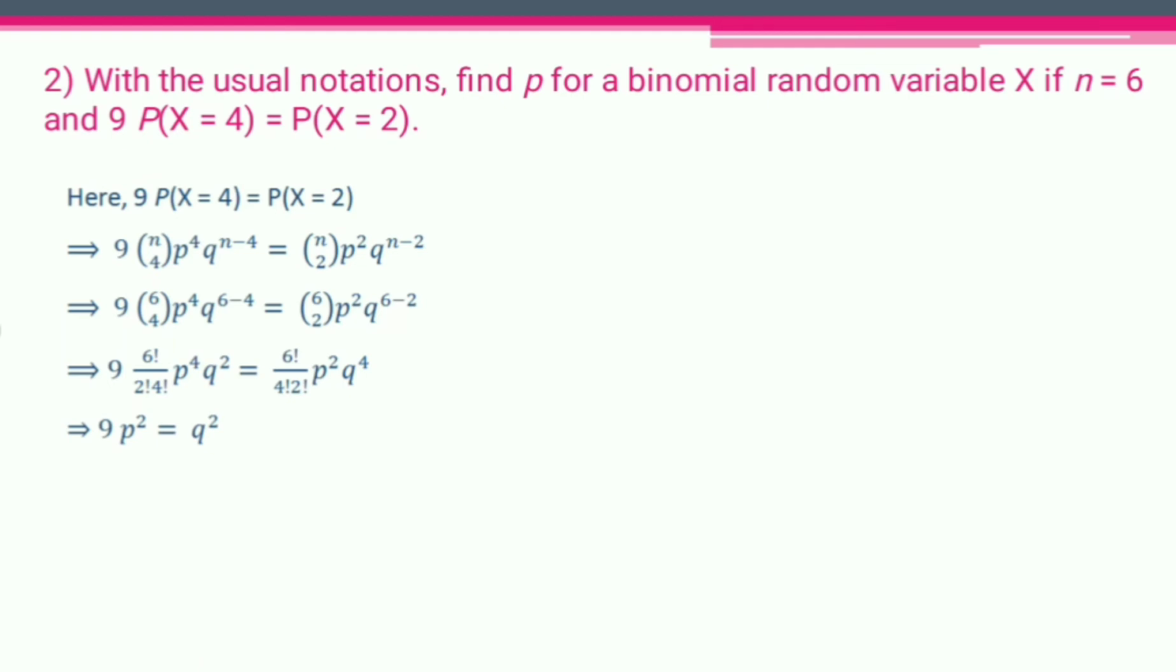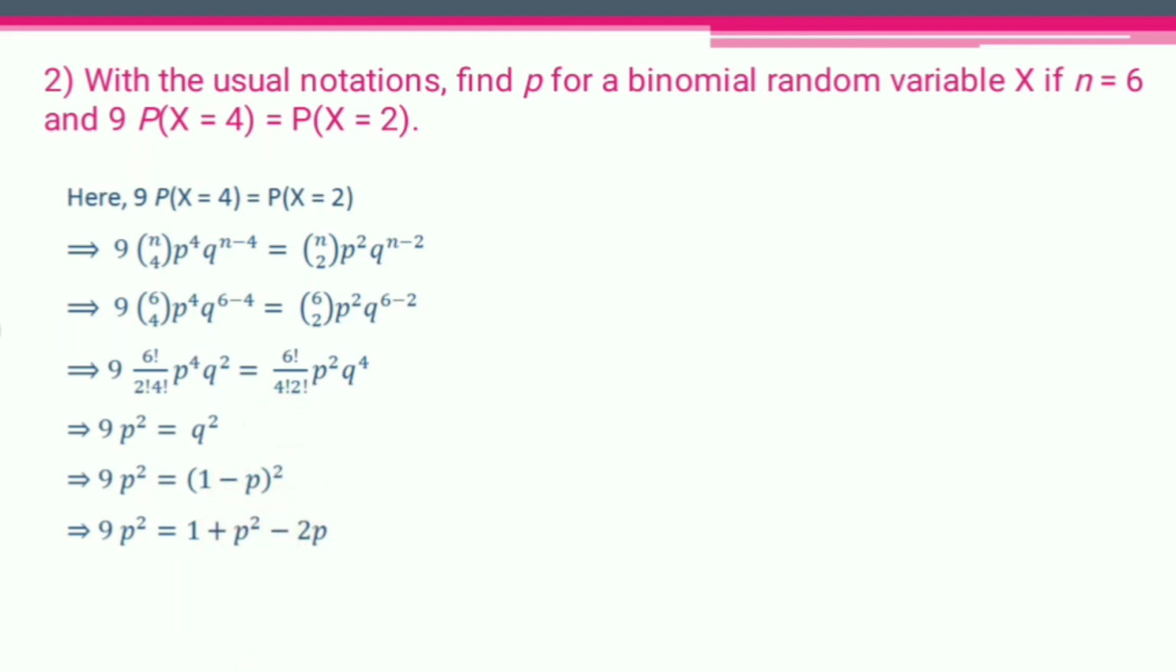Now we'll put the value of q equal to 1 minus p. So putting q equal to 1 minus p, we get this. Now we'll open up this square. After opening the square, we get 9p square equal to 1 square plus p square minus 2p. We are using the (a minus b) whole square formula here, which is a square plus b square minus 2ab.